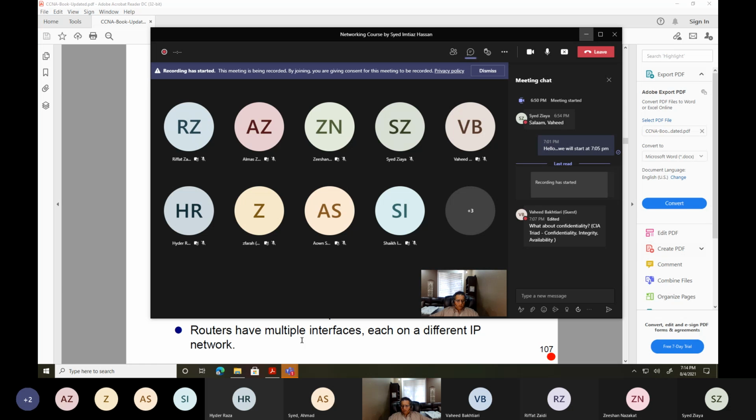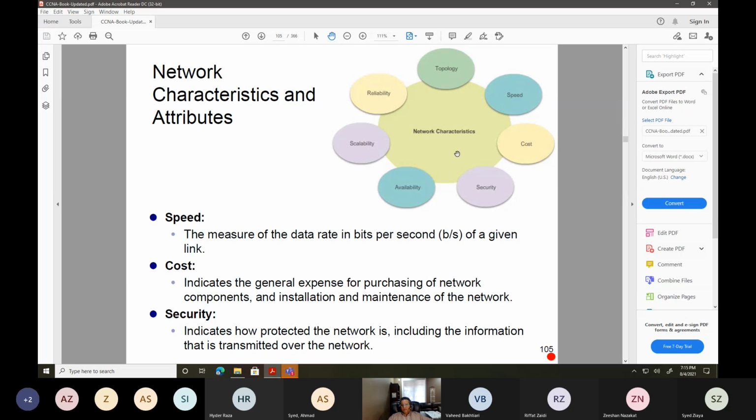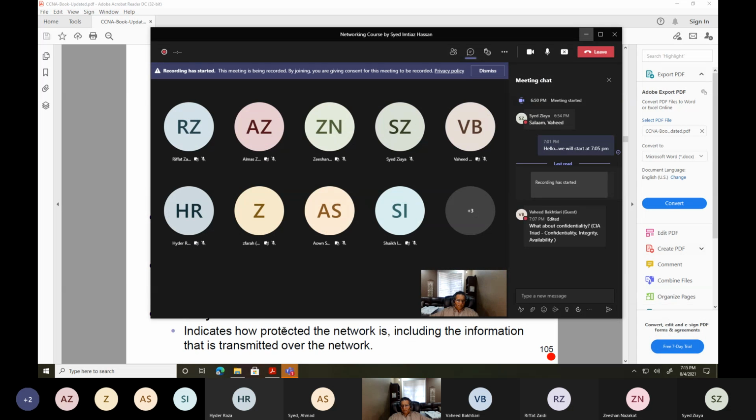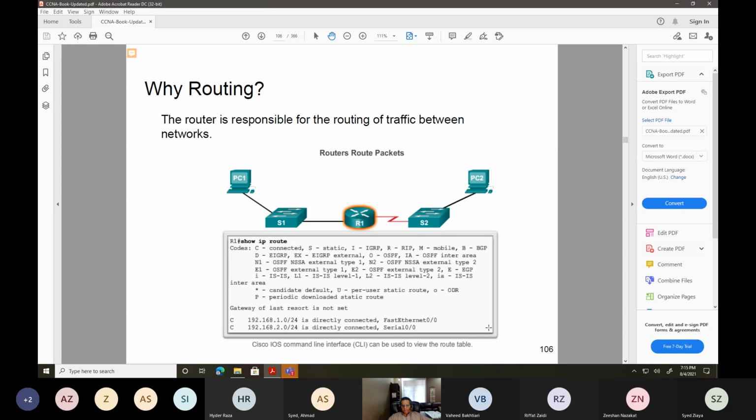What about confidentiality? Confidentiality, integrity, and availability. If you look at this, Wahid, availability is here. Your confidentiality is here. And what other thing did you say? Integrity. Integrity is basically making sure that whatever you have sent, you have received, right? So reliability. Everything is right here, my friend. How you want to interpret it is up to you.